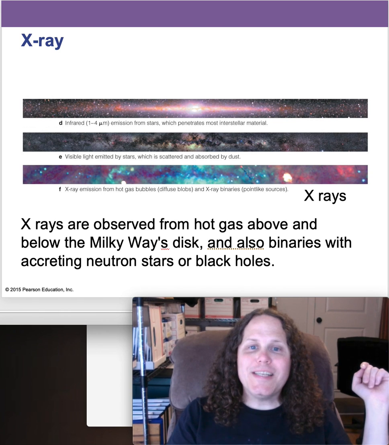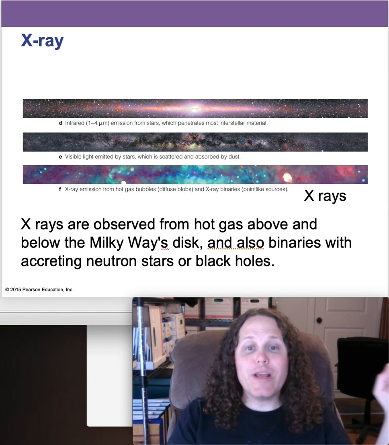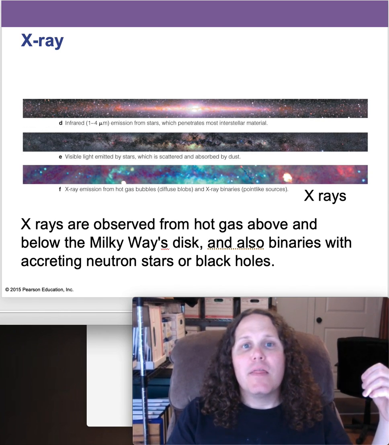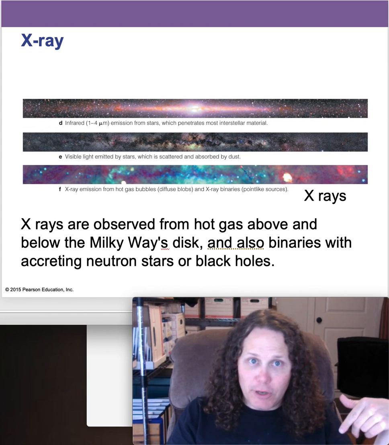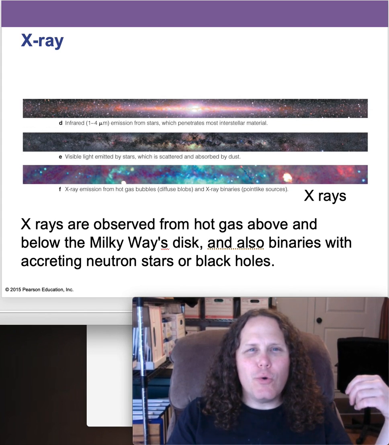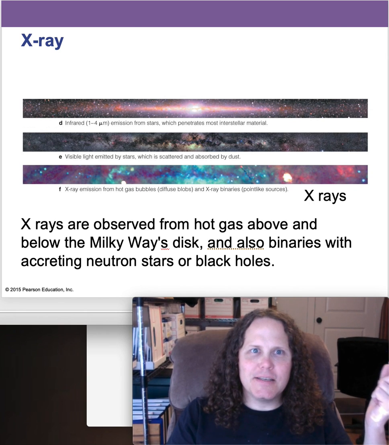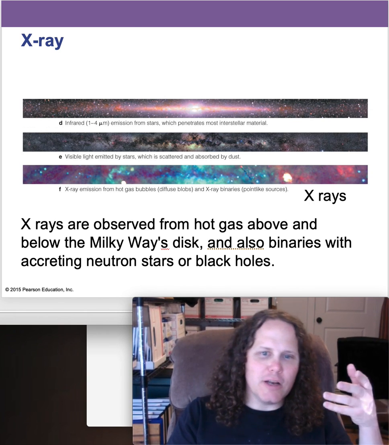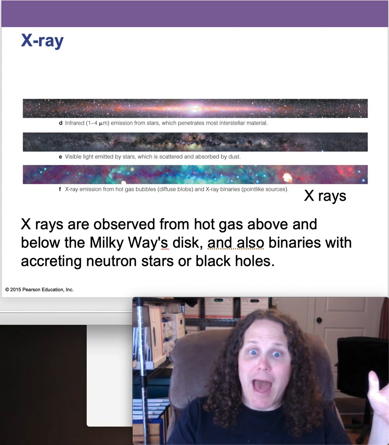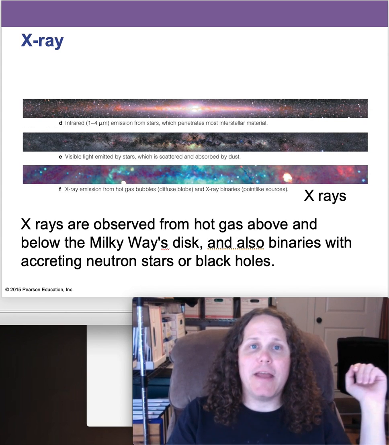On the bottom here, we see X-rays, which maps extremely hot gas. There is X-ray emitting gas above and below the galactic disk, but also in small accretion disks around neutron stars and black holes that are stealing mass from binary companions.